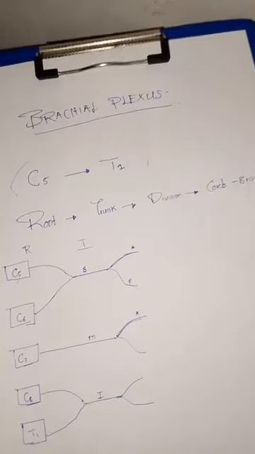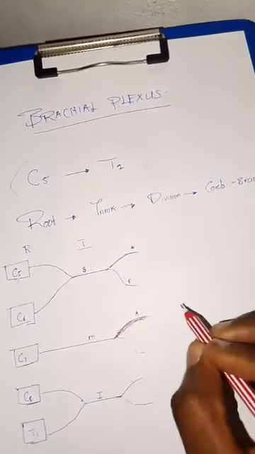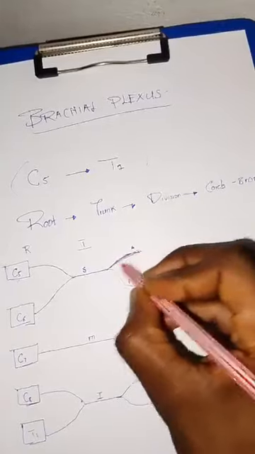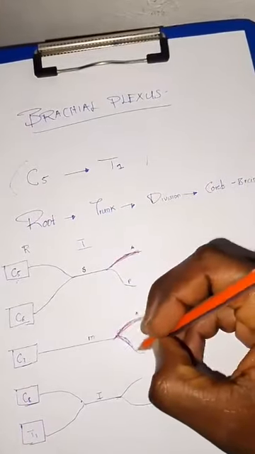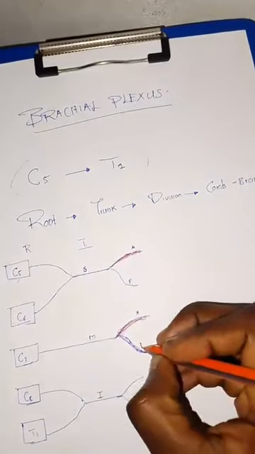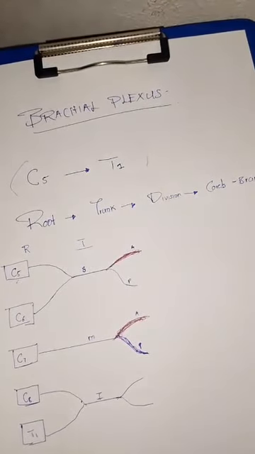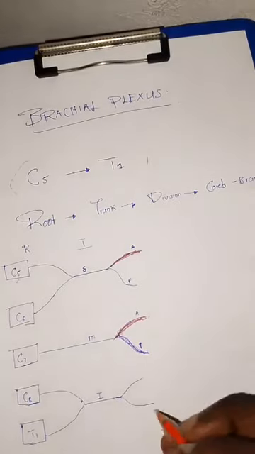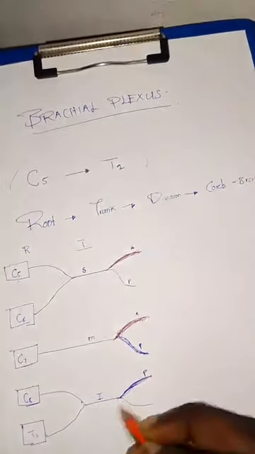This one here, let me try to use this one. So we are going to have this one here as the anterior division, and this one here as the anterior division for this one. Then the posterior division is going to be this side. This one is going to be the posterior division. Then for the other one, the posterior division is going to be this one.